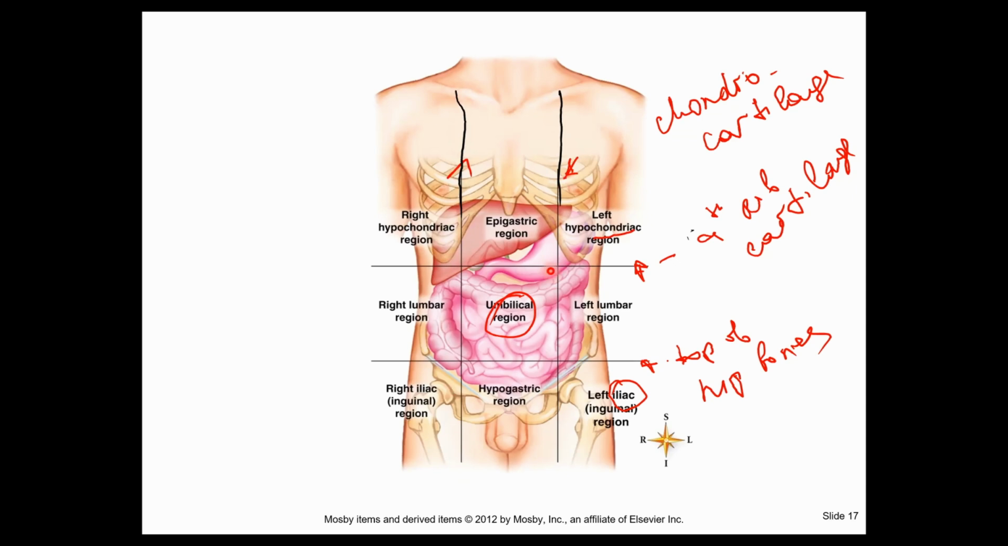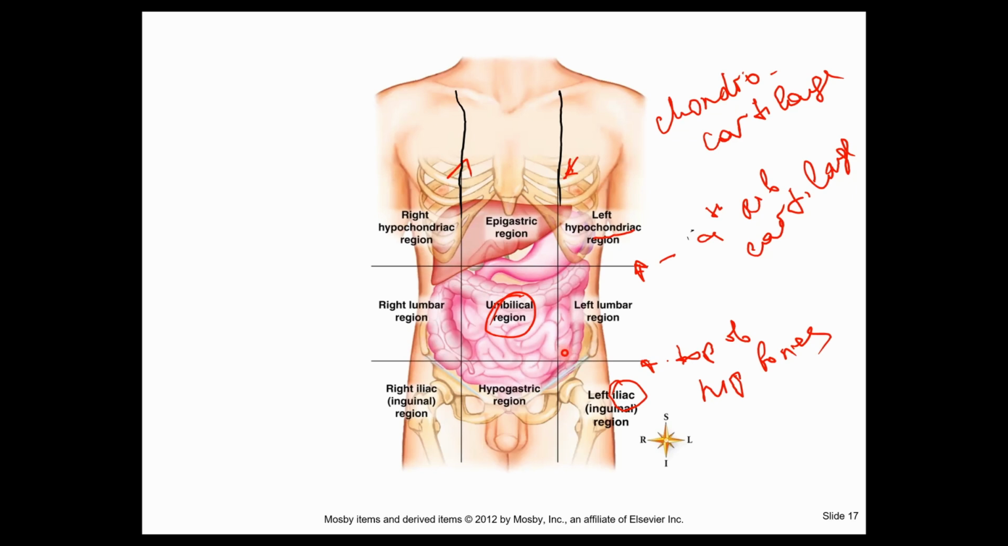This is your right and left planes, the sagittal planes. And then we have 2 transverse planes. One of them is at the level of the 10th thoracic cartilage, and the other goes on the top of the hip bone, pelvic bone here.